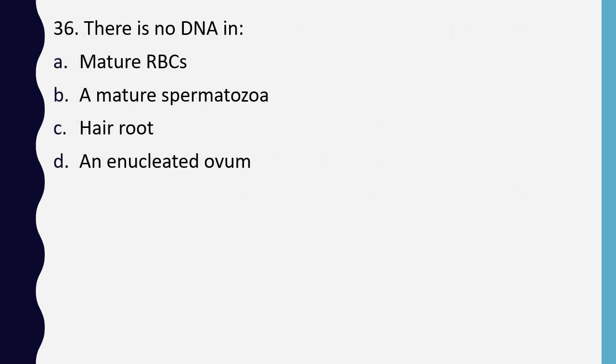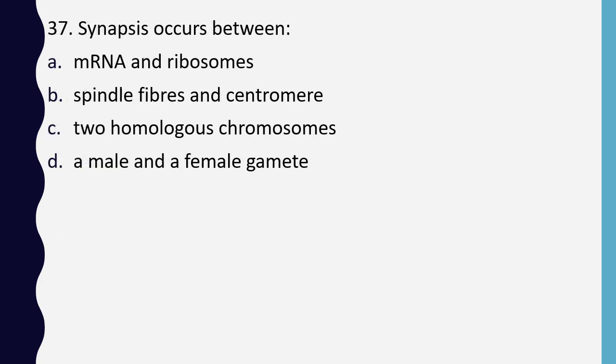Question number 36. There is no DNA in mature RBC, a mature spermatozoa, root hair cells, and enucleated ovum. There is no DNA in. The correct answer is option A. There is no DNA in a mature RBC. Question number 37. Synapsis occurs between mRNA and ribosomes, spindle fiber and centromere, two homologous chromosomes, a male and a female gamete. Correct answer is option C, between two homologous chromosomes.